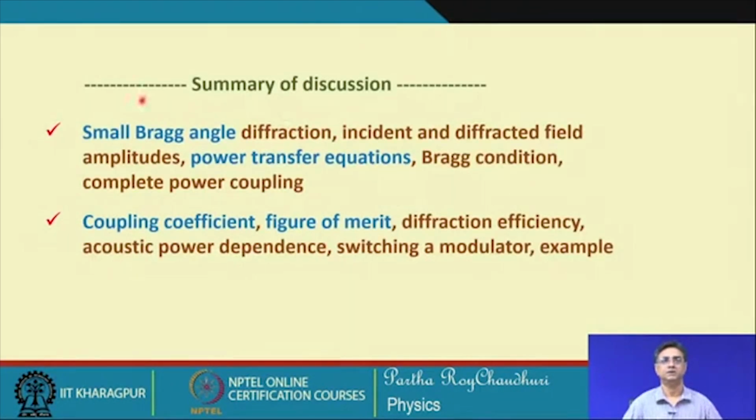So, we discussed small Bragg angle diffraction, and looked at the power transfer equations and the condition for complete transfer of power, which is the Bragg condition. We also discussed non-Bragg condition power transfer. Then the coupling coefficient, including the definition of the figure of merit, and then we looked at the diffraction efficiency and the acoustic power requirement for switching a modulator, and we also discussed a numerical example. Thank you very much.